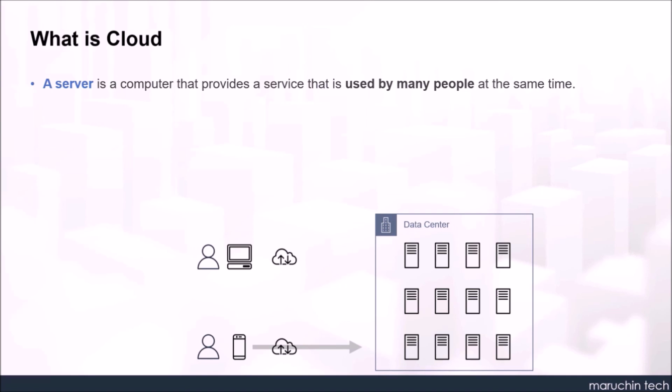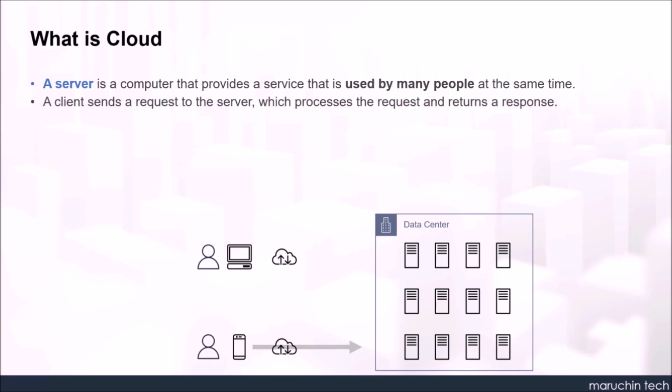In contrast to a personal computer, a server provides a service that is used by many people simultaneously. You can access the server over a network. Multiple clients access the multiple servers in a data center via the internet. The client sends a request to the server, which processes the request and returns the response.